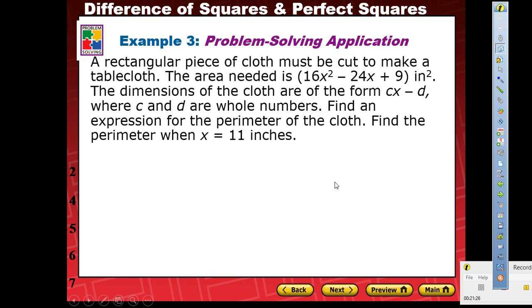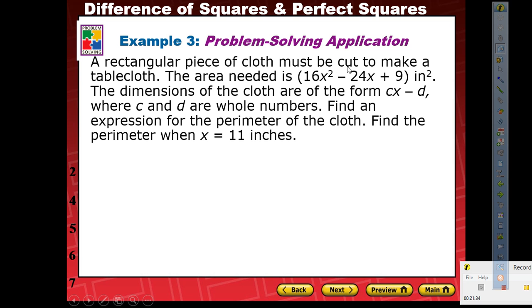Look at this one. Example 3. Don't copy the words verbatim. Copy the polynomial, please: 16x squared minus 24x plus 9. The problem says, a rectangular piece of cloth must be cut to make a tablecloth. The area needed is 16x squared minus 24x plus 9 inches squared. The area. So this could possibly be a perfect square trinomial.